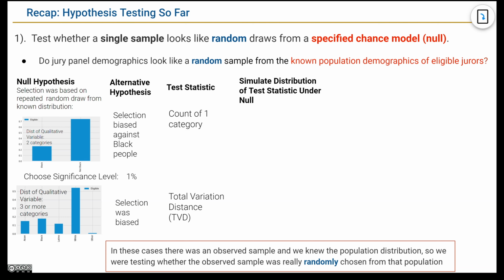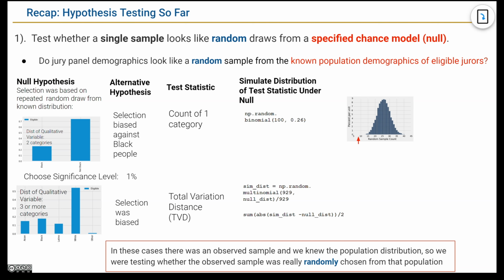Then you simulate the distribution under the null. So in our first case, that actually resulted in just simulating a binomial random variable. In the second case, we simulated a multinomial random variable and then used the results from that distribution to calculate the specific statistic, which was our TVD. So the statistic in the first case came directly out of the binomial. It was actually the count, which is what the binomial gives you. Here, I get a whole array of counts of how many jurors were in each of these categories, and then I had to take that array and convert it to a statistic, which we used the TVD.